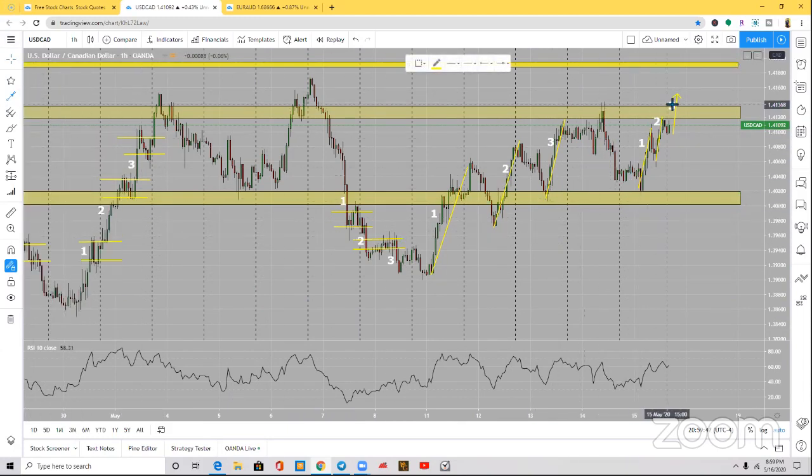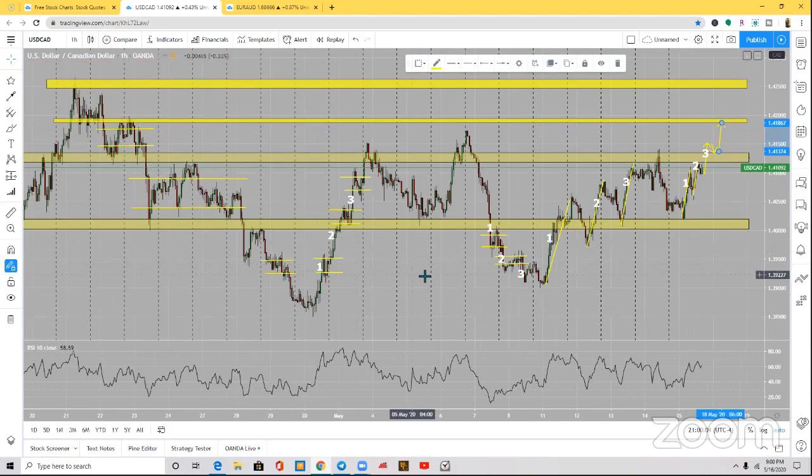So price may come up to this area, pull back, and then bounce off that support area and keep pushing up towards this 1.4185 area. So for USDCAD, I'm looking for buys.